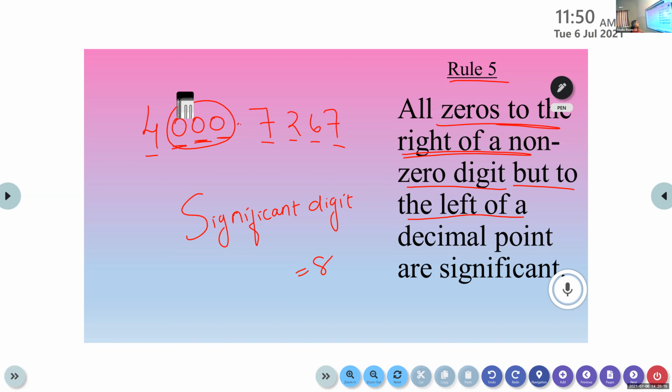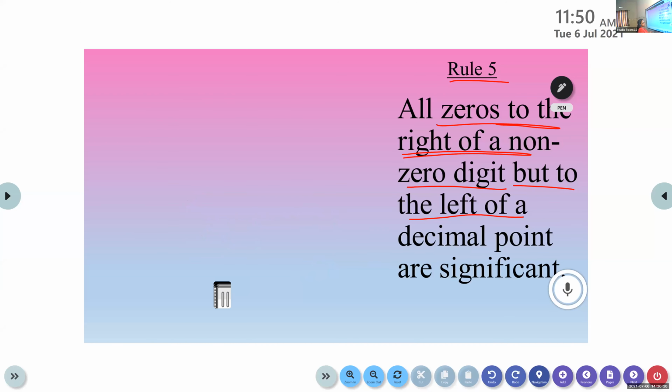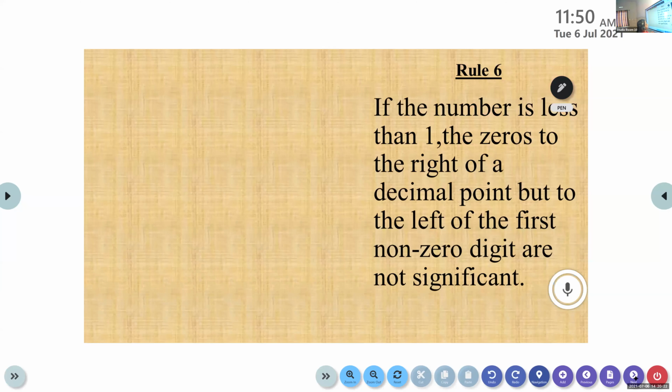Now we can discuss our rule number 6. Rule number 6. I think it is not copied down here.